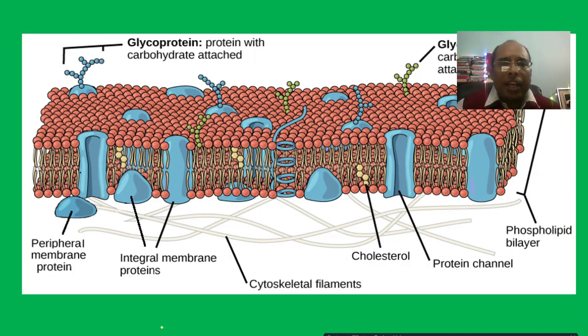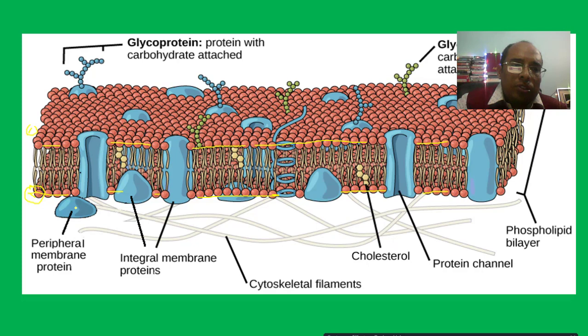Okay friends, look at the diagram. You can see two phospholipid layers. This is the first outer phospholipid layer and this is the second phospholipid layer. So according to the fluid mosaic model, the cell membrane is made from a phospholipid bilayer. In the cell membrane, there are many proteins that are floating like icebergs in the ocean. So it got the name fluid mosaic model.